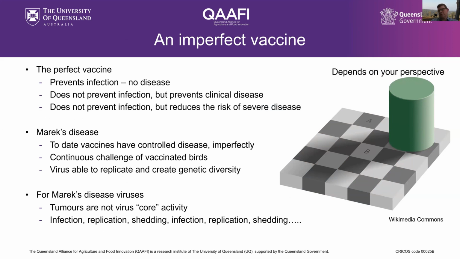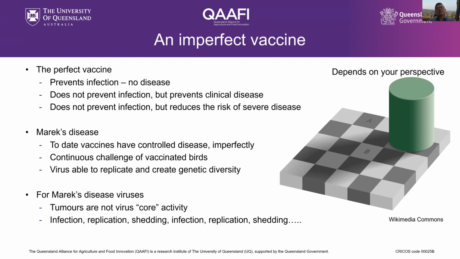We probably don't have time to get into that. The diagram there, if we were in an audience, I'd ask everybody to put up their hand if they thought that A and B were the same colour. I suspect that most people would say they're not. If you get the time, print this out, and they are actually the same colour, but because of that shading and the perspective, they appear to be different. But they're not. So Marek's disease vaccines to date have controlled disease, but imperfectly.